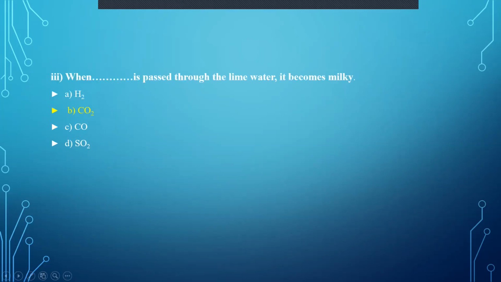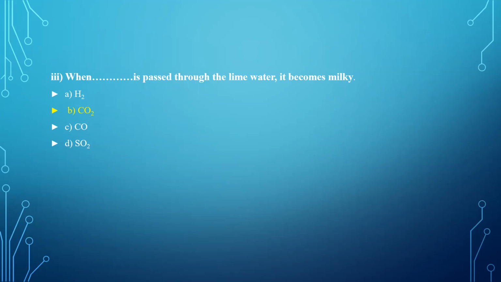the third MCQ. When dash is passed through the lime water, it becomes milky. See, this we have learned in standard 7th also, 8th also, 9th also, and in 10th also this one point came again. Which gas is passed through lime water, students, so it will become milky? We have conducted this experiment in a science laboratory also, see. So, which is that? It is nothing but carbon dioxide, CO2. When CO2 gas, students, is passed through lime water, it will turn milky.